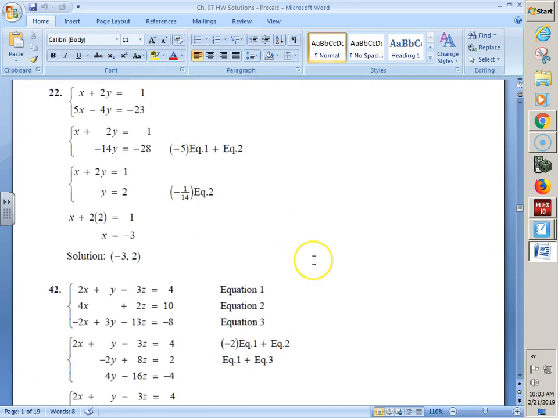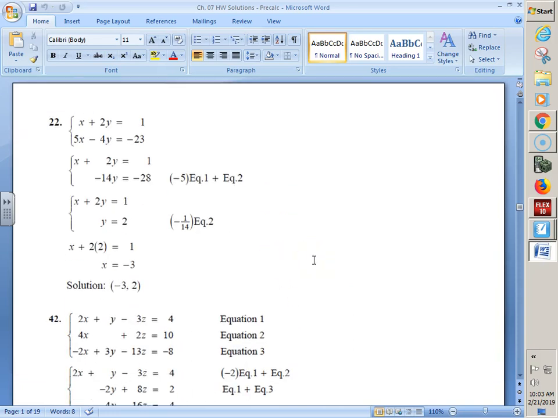Number 22. Yes, I know you could have done substitution. Yes, I know you could have done elimination, but we were practicing row echelon form with an easy one before going to a harder one. So it's up to you.